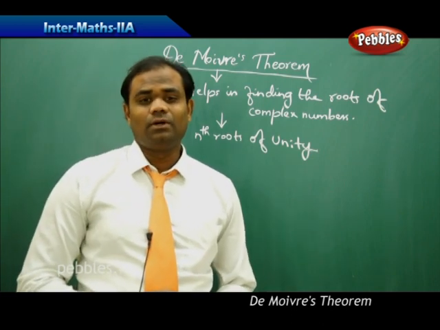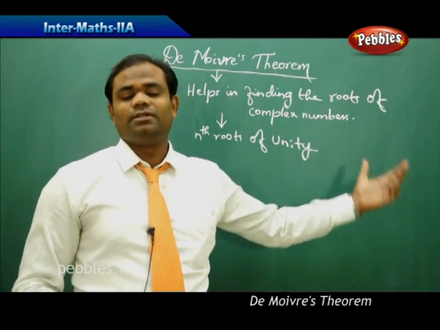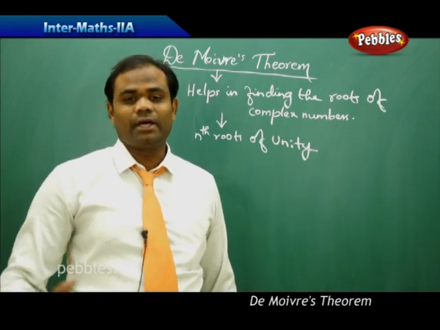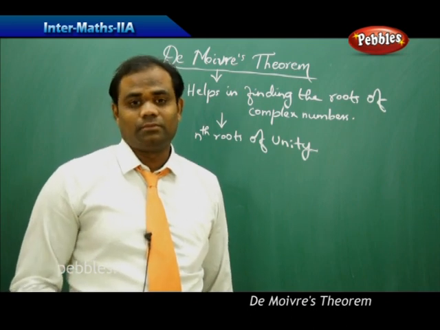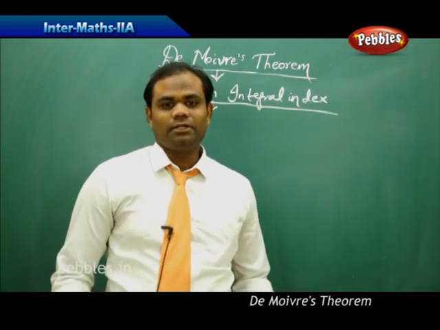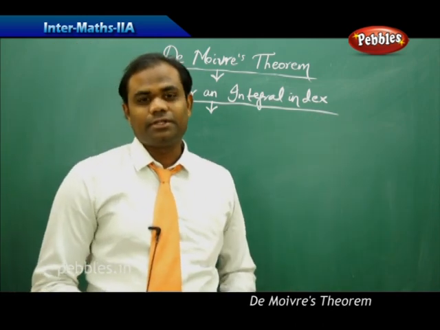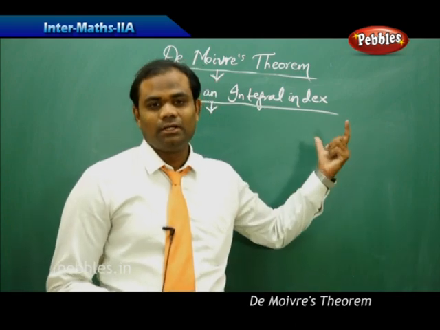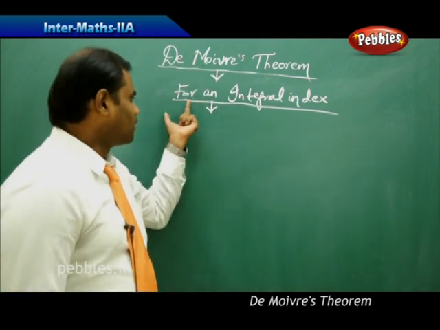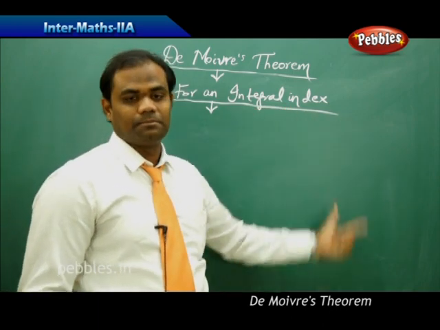Now let's see how we can find the nth roots of unity using De Moivre's theorem, or how we can find the nth roots of the complex number using De Moivre's theorem. Now initially, to start with, for an integral index, that is, when n is an integer, we have an exclusive De Moivre's theorem. So let's see what is De Moivre's theorem for an integral index, the index being an integer.